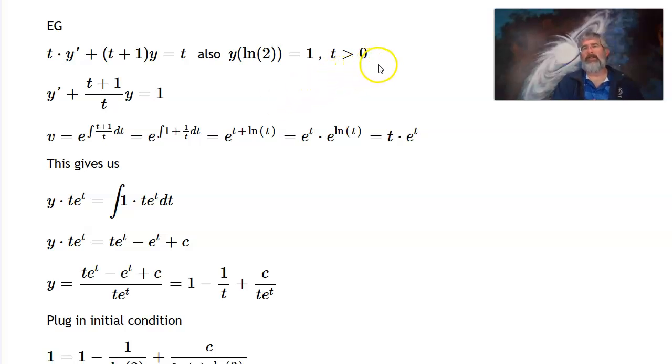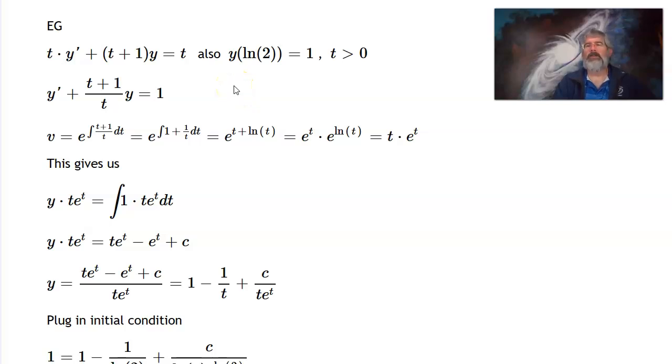The reason we state this is that, because it's written this way, there's an issue with t equals 0. I'm going to divide everything here by t, and it's going to turn into a 0 here. And there's a theorem that we'll get to, the existence and uniqueness theorem, which states when we should expect to find a solution.